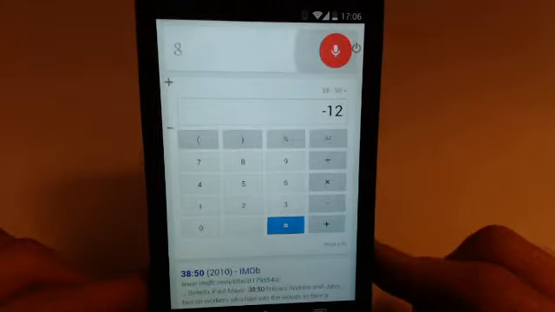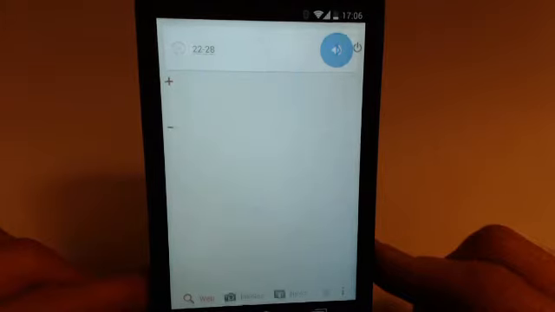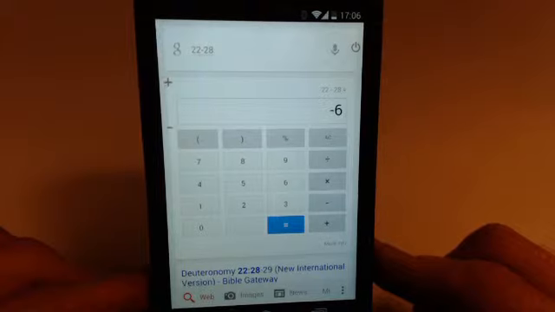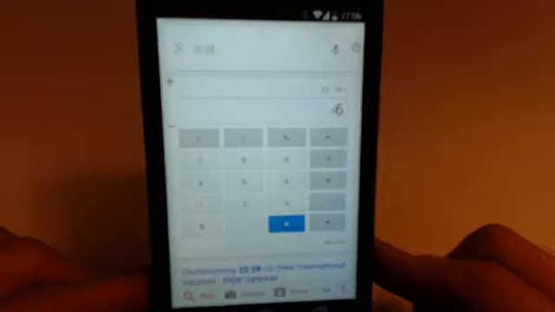Okay, Google. 22 minus 8. The answer is minus 6. Well, I don't think that I'm... Granted, I'm not using the Queen's English, but I don't think I'm saying this particularly badly.